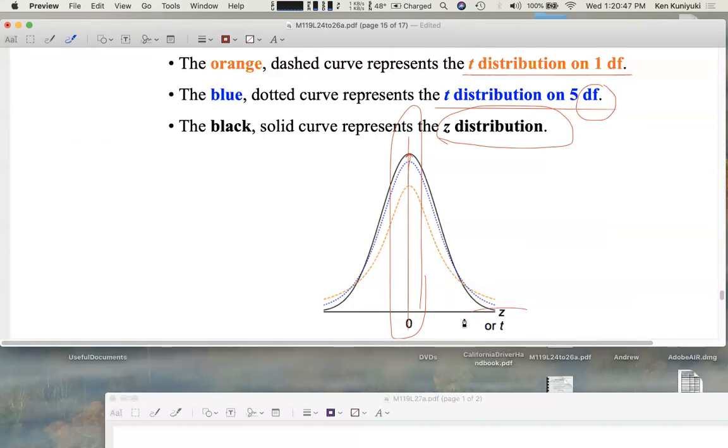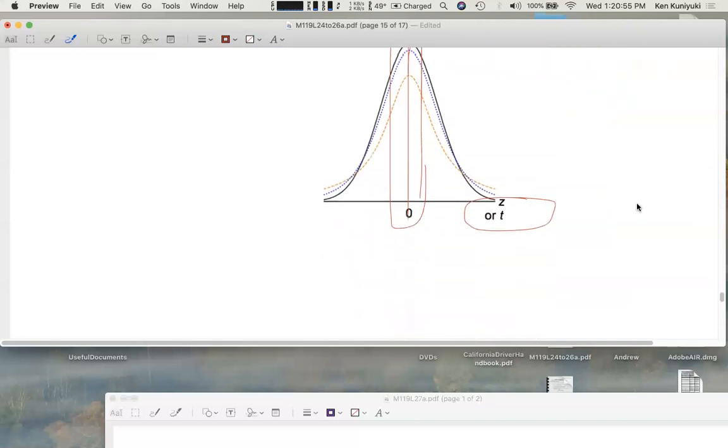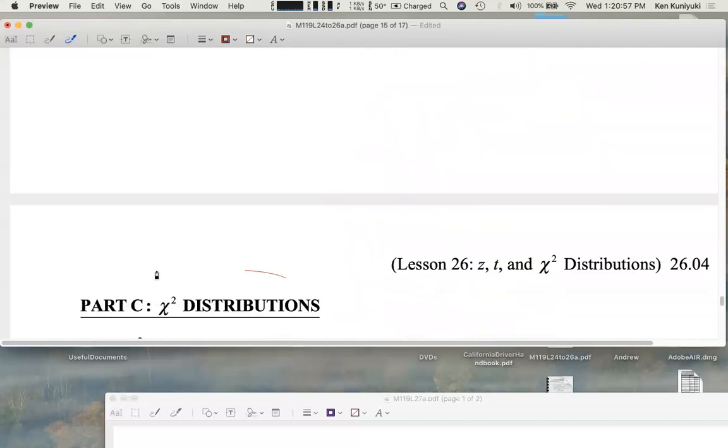All right, we've talked about the z distribution and the infinitely many t distributions, which had different numbers of degrees of freedom. Next, we're going to talk about the chi-squared distributions, which look a fair bit different. They are a fair bit different. Next time.